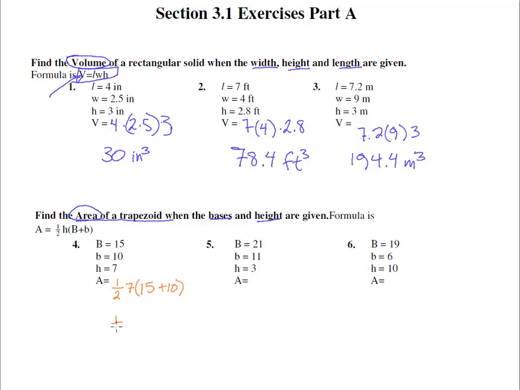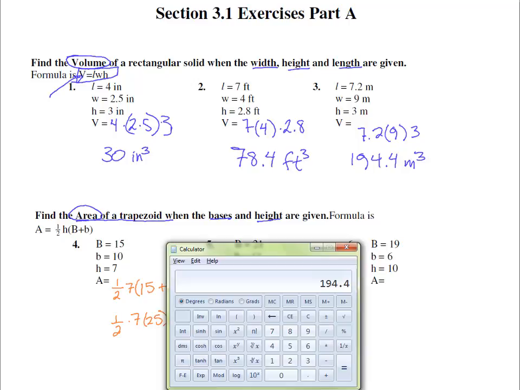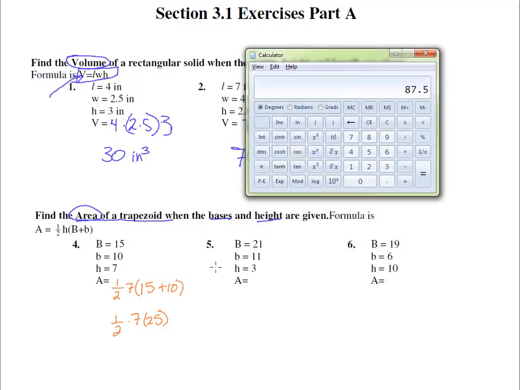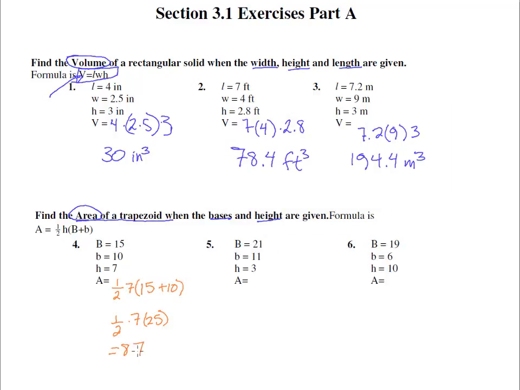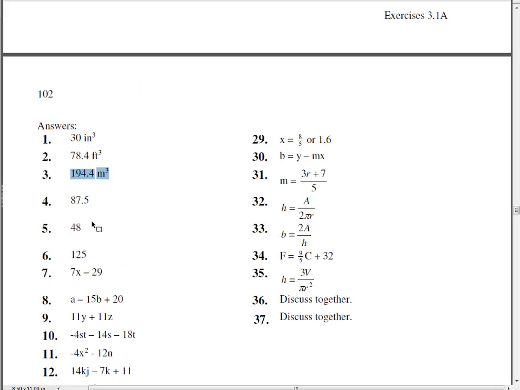So that's 1/2 times 7 times 25. Let's plug that in. 1 divided by 2, that's 1/2, times 7 times 25 equals 87.5. All right, 87.5, and we don't have units given like feet or inches. If it were, it would be in those units squared. But 87.5, let's check that answer. 87.5.